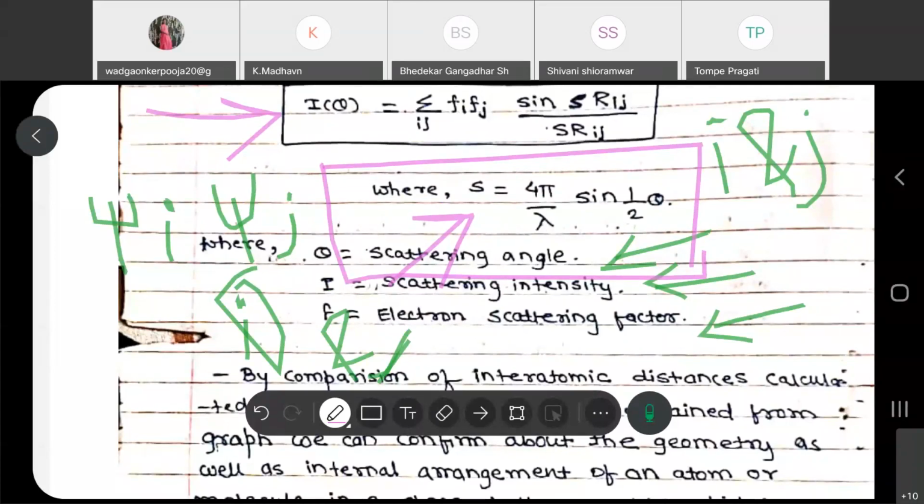With the help of electron diffraction, we can determine the internal dynamics, or in other words the internal structure, of our molecules or complexes, whether your complex is cis or your complex is trans, and that we will be learning in our next class.